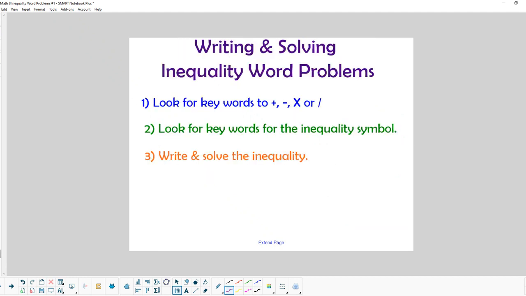Okay, so for today, we're going to be writing inequalities from word problems. As we go through these word problems, look for keywords such as plus, minus, multiply, divide, and words that tell us what kind of inequality we're going to use. Then we're going to write and solve the inequality.